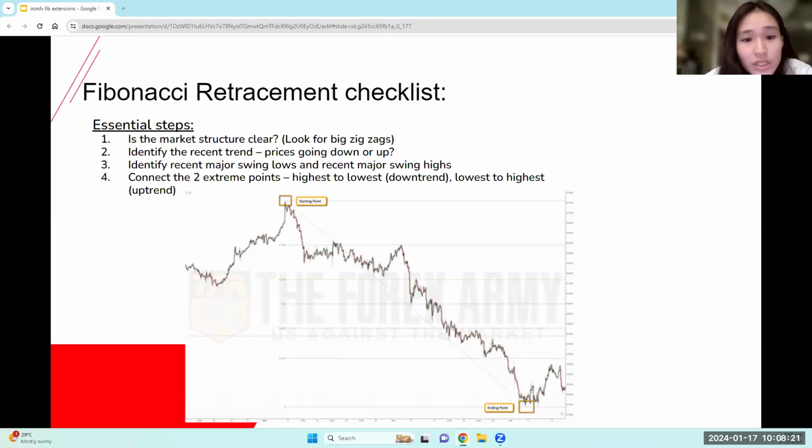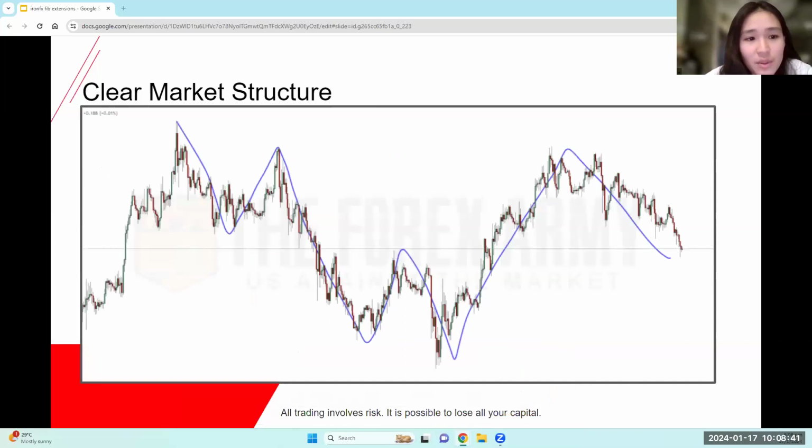And we want to connect the two extreme points like you see in this slide here. In this example, because it is a downtrend, we're starting from the highest point and then ending at the lowest point. And if it's an uptrend, we're looking at the lowest to highest points. So here's an example of a clear market structure.